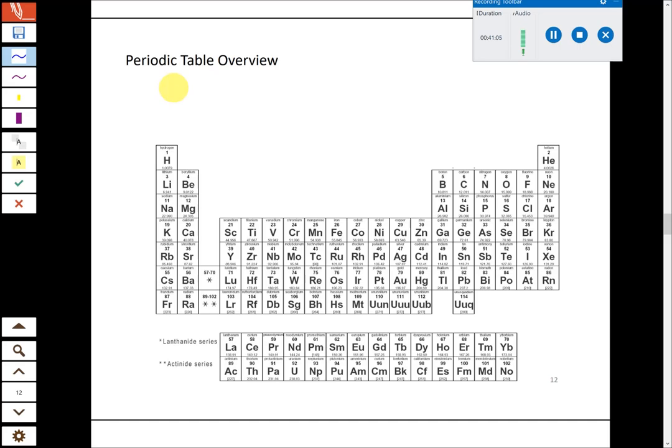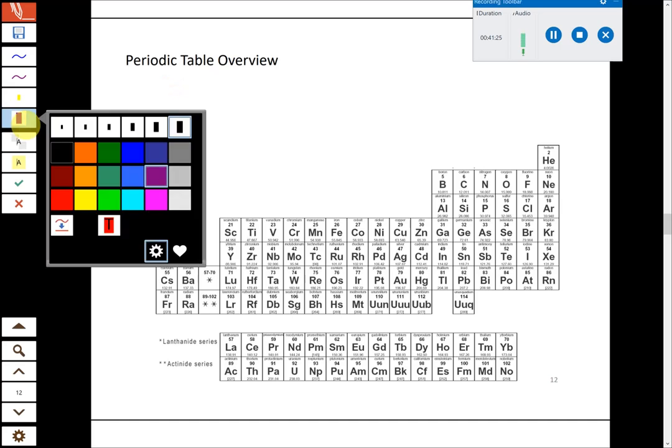And it also allows us to categorize elements into different types, based on their location in the periodic table, which determines some of their key properties. So this is just going to give us an overview of the periodic table, where we're going to classify things in different categories. So let's just go left to right.